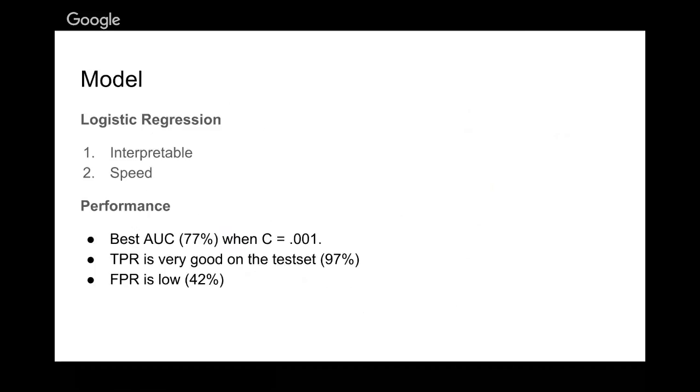So how is the model? The model is in general good. The area under the curve is 77%. True positive rate is very good on the test set, 97%. False positive rate is on the lower range, 42%. So it's going to identify all those with propensity to have severe sepsis or a septic shock, but it could also over-identify too many false positive cases.